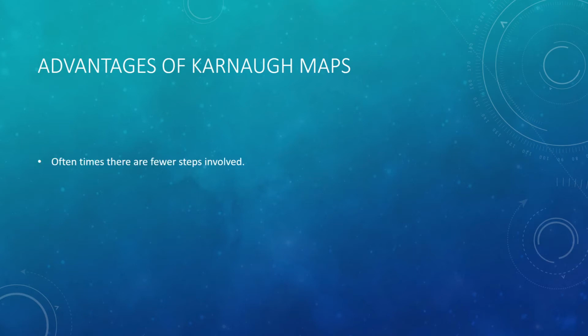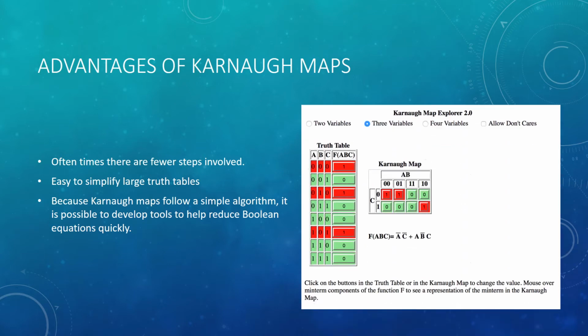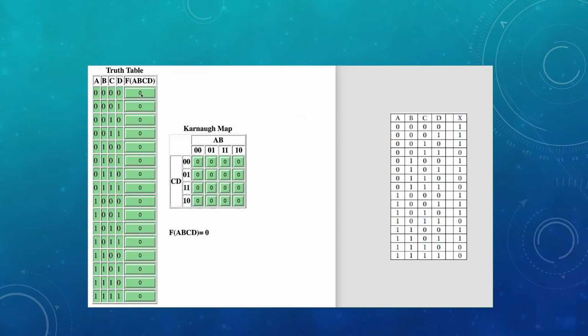There are often fewer steps involved. It is easy to simplify large truth tables. And because K-maps follow an algorithm, it is possible to develop applications or tools for making K-maps and deriving equations from them. Of course, it is important for us to know how to make Karnaugh maps by hand before we start using tools to do our work for us, but this helps highlight their potential nonetheless.